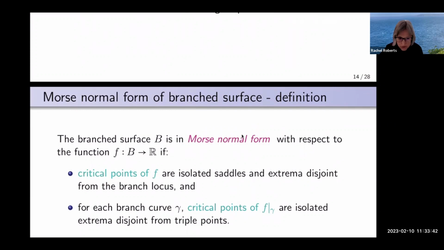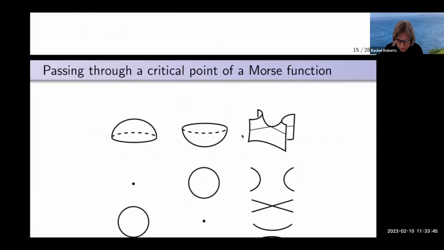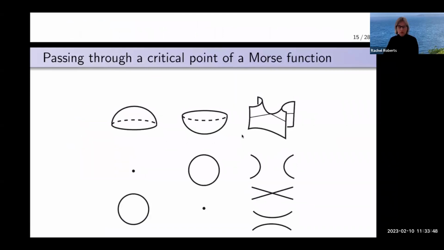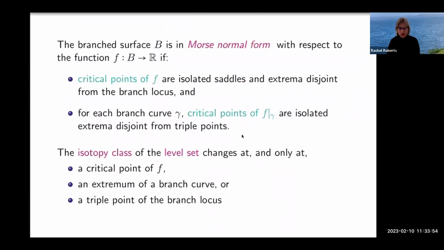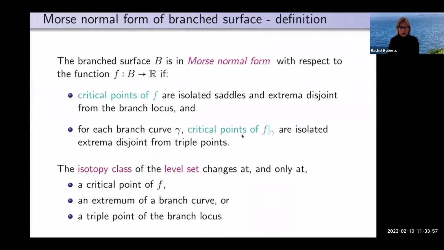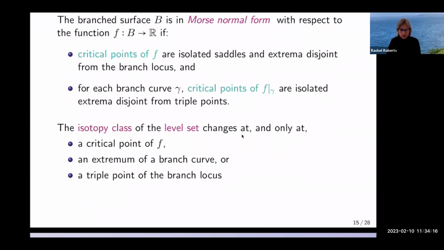So let's just scroll down. This is just the usual picture where we might have a local max, local min, or saddle point. But we also want to impose a condition on the critical points of F when we restrict F to the branch curves. And we want to insist that for each branch curve, the critical points are isolated extrema. So you only see extrema disjoint from the triple points. So we've got F, which goes from B to R, and we've got F restricted to gamma, which goes from a branch curve to R.